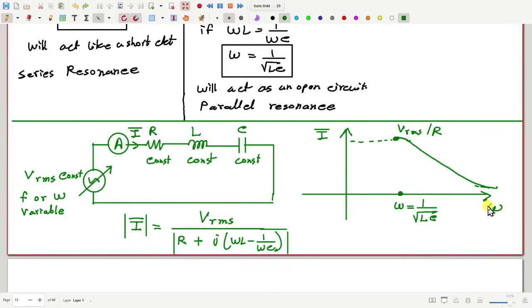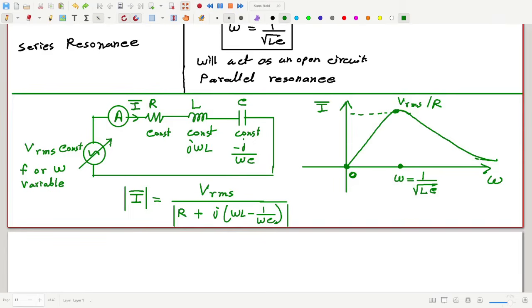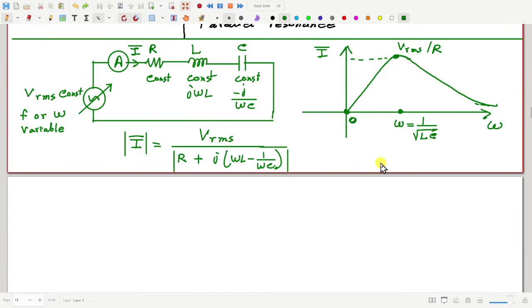And what happens at a very low frequency, say at omega equal to 0? The inductor will behave like a short circuit, because with omega 0, j omega L will be 0. But what will happen to minus j by omega C? Here the denominator is very small, close to 0, so this will be very large, infinite. So again the current will be small, and that's how this graph will look.